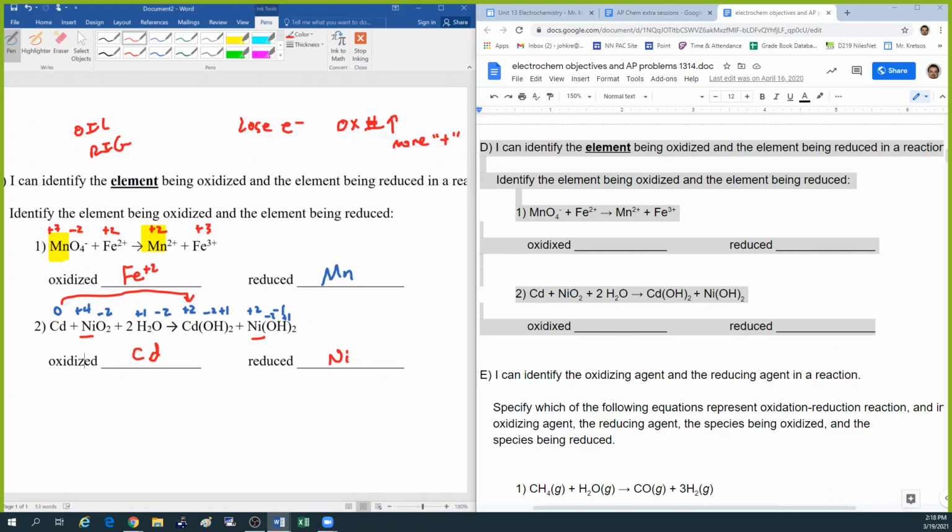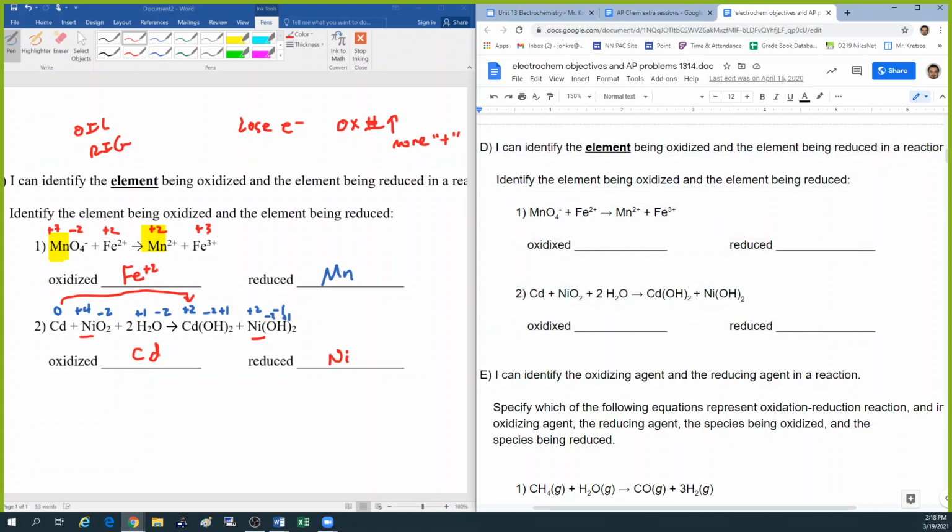And that's really all that section was reminding us of, being able to recognize it in context, because that is necessary in terms of being able to apply it later when we're balancing these redox equations. Any questions so far?